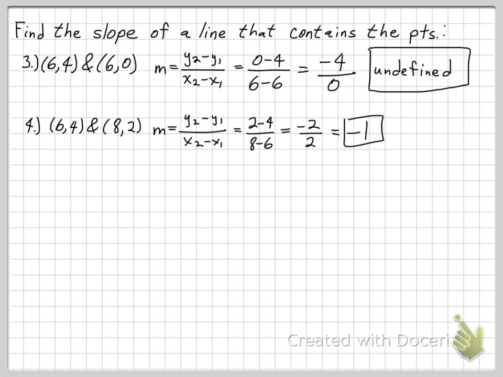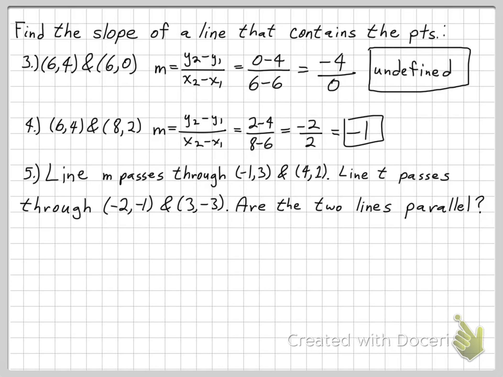We just have two more problems now, and you need to be familiar with these problems because you will see these kinds of problems on quizzes and tests and things of that nature. So problem 5, line M passes through -1, 3, and 4, 1. Line T passes through -2, -1, and 3, -3. Are the two lines parallel? So this defines one line, right? You have 2 points defining one line, and you have these other 2 points defining another line. So are the two lines parallel? So when you have problems like this, asking about two lines, then you need to find the slope of the first line and the slope of the second line, and then compare them. Okay, so let's do that.